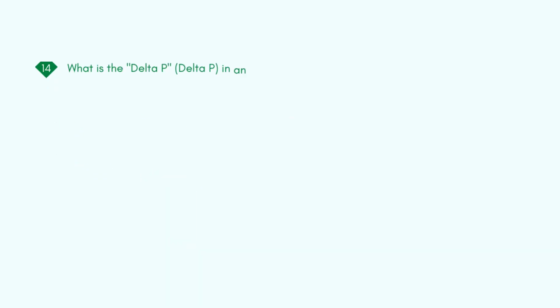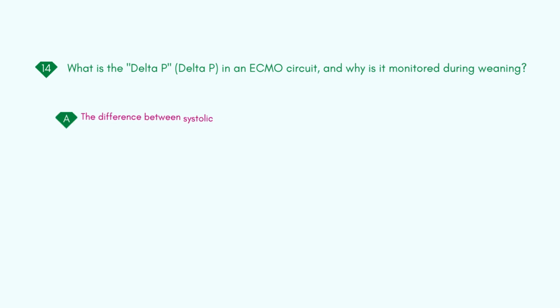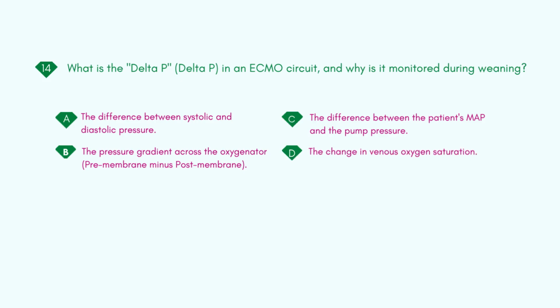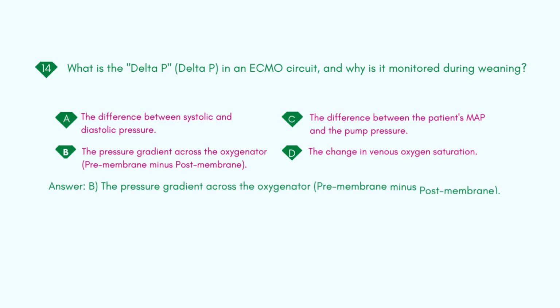What is the delta P in an ECMO circuit, and why is it monitored during weaning? A. The difference between systolic and diastolic pressure. B. The pressure gradient across the oxygenator, premembrane minus postmembrane. C. The difference between the patient's MAP and the pump pressure. D. The change in venous oxygen saturation. Answer: B. The pressure gradient across the oxygenator, premembrane minus postmembrane.